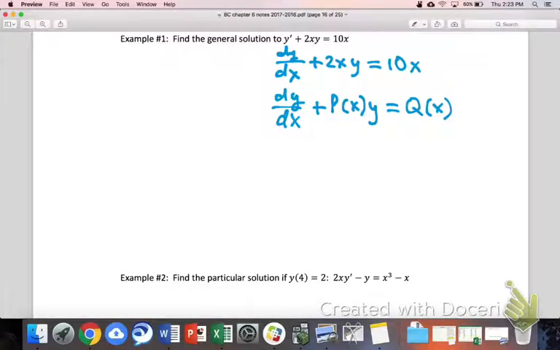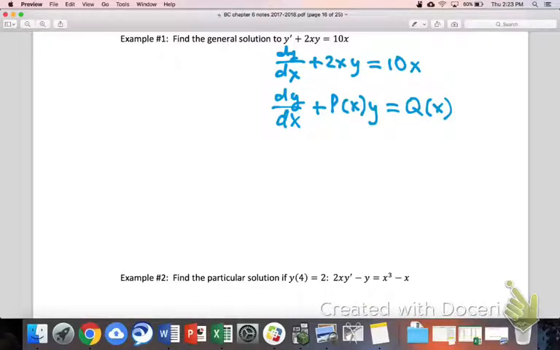Wait, so are P and Q just any type of constant? So P and Q could be a constant. Yes, they could be, but they could also be differentiable functions in terms of x. Okay. So I would say 2x is in the same place as P of x. So here in a second, we're going to say, all right, we think P of x would have to be 2x. And then 10x is in the same place as Q of x. So I'd say those two would have to go together. Okay. All right. Any other questions?